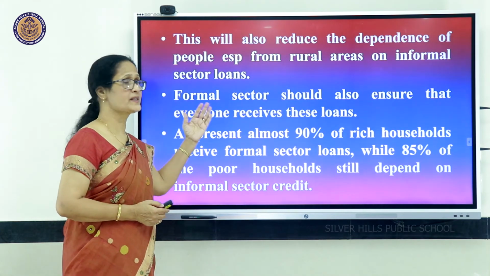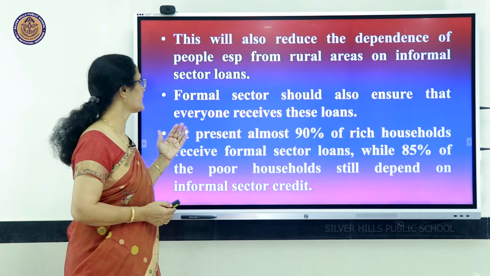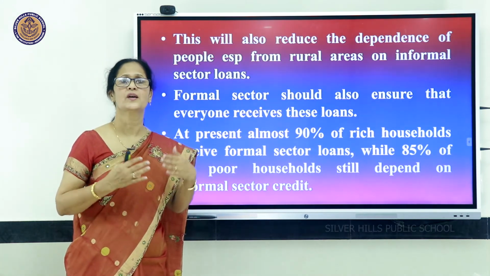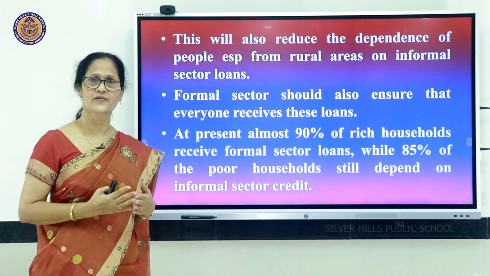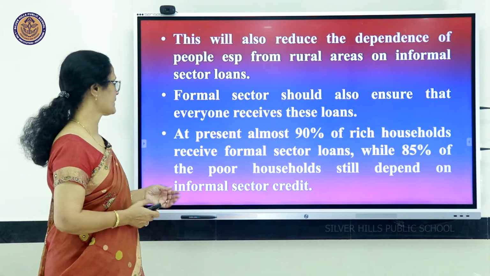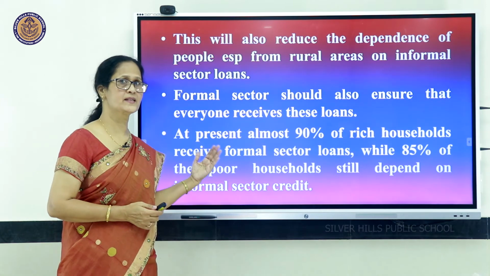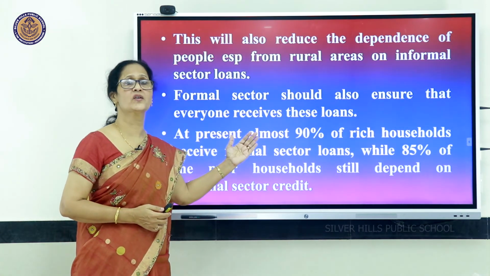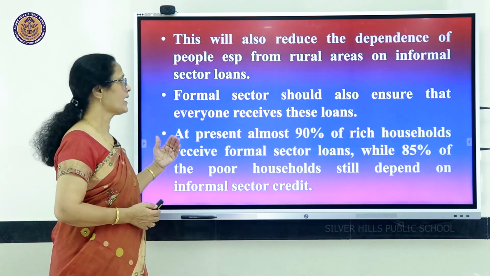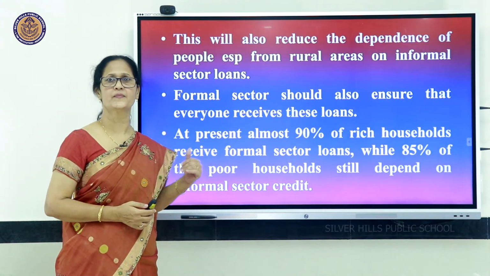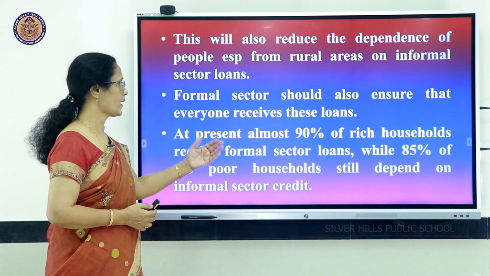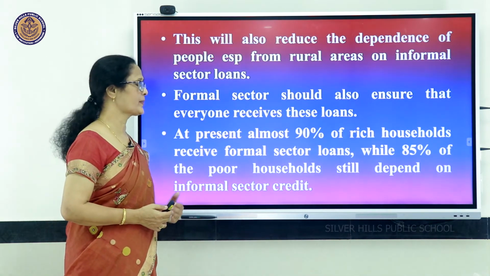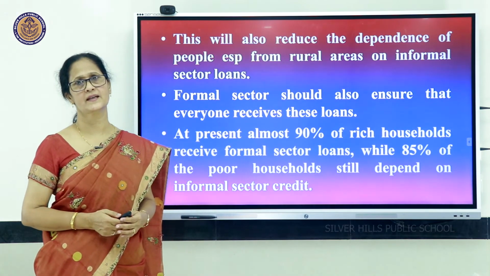And formal sector credit also should ensure that everyone receives loans. Whoever wants loans should get loan from the formal sector, from banks and cooperatives. But at present, what is happening? At present, almost 90% of the rich households are receiving formal sector loans at low rate of interest, while 85% of the poor households still depend on informal sector credit.